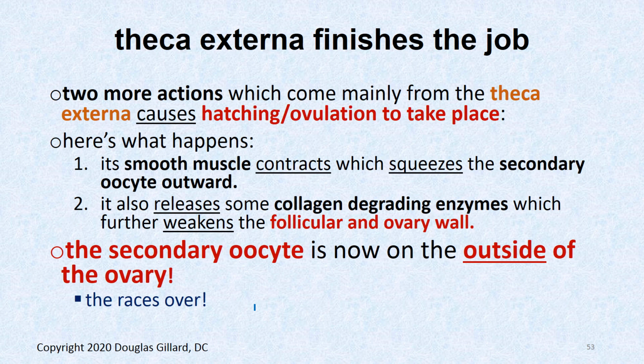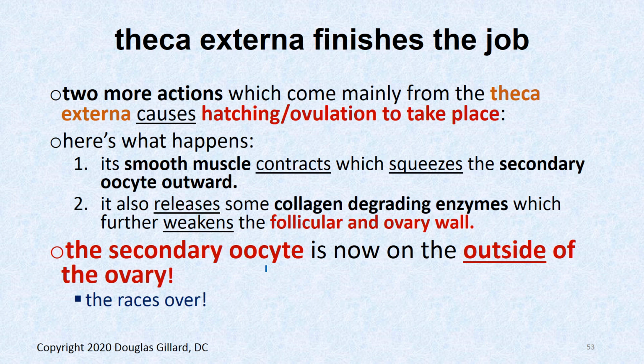Okay, so theca externa, remember it has the smooth muscle, so that's going to finish off the job. So we have an inflammation that weakened all the wall. Secondary oocyte is under pressure. It's being squeezed outward. And yeah, so smooth muscle contracts and squeezes that secondary oocyte. And if that wasn't enough, it also releases some collagenases, some collagen-degrading enzyme, which also breaks that follicular and ovarian wall. And now the secondary oocyte is born, and it's outside the ovary.